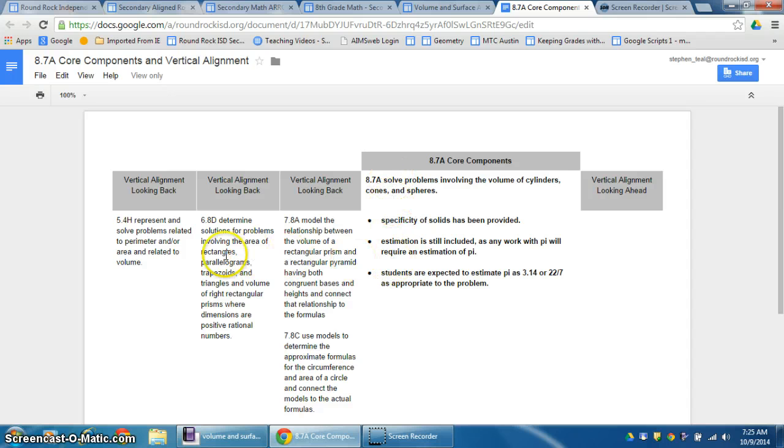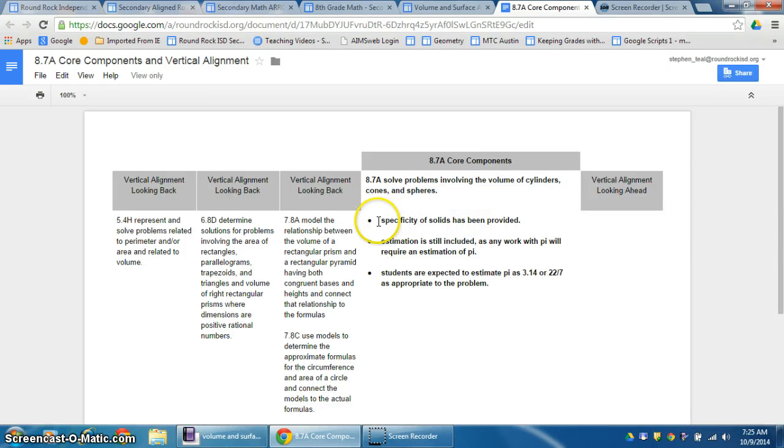Look at the core components, and we'll give you a big picture of how they've gotten to this point. 8.7A says solve problems. So that's a pretty common verb there. You're going to find solutions to problems. But notice the problems are listed as involving the volume of cylinders, spheres, and cones. So be careful not to just make problems that calculate volume, but problems that involve the concept of volume. And I'll show you what I mean by that in just a second.